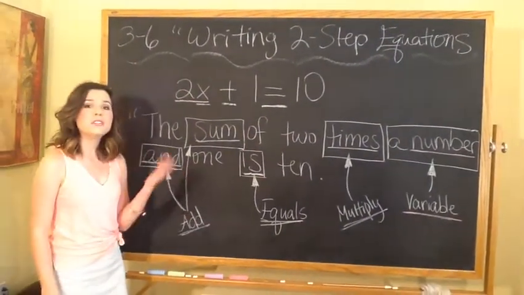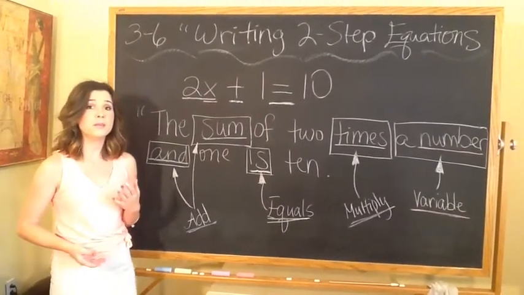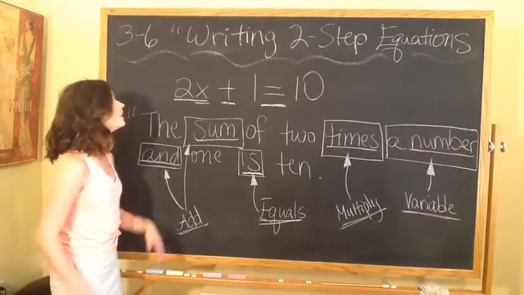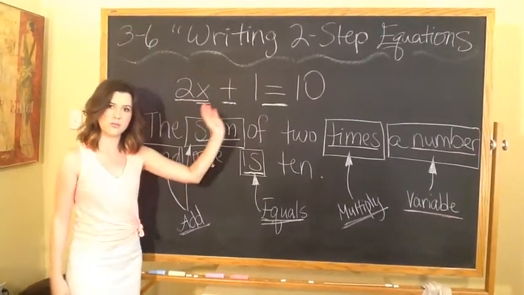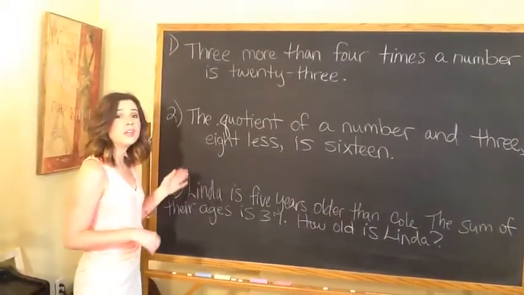So basically we're going to do a few practice problems where we're writing them in the form and then some of them you're going to be asked to solve them as well. So you're going to have to write the equation and then solve for the variable. So let's go ahead and do a few more examples. Alright, let's go ahead and look at example number 1.